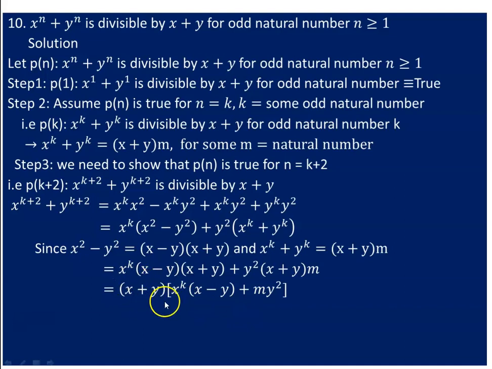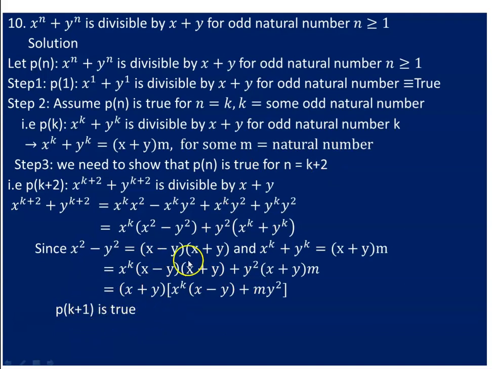x plus y is a multiplier, so x plus y is a factor of this expression. Or we can say that this is divisible by x plus y, because what you are having here is going to be a certain natural number, so x plus y is a factor of this one, or this is divisible by x plus y. So what is assured? P of k plus 2 is assured. Make this number 2. So P of k plus 2 is assured.